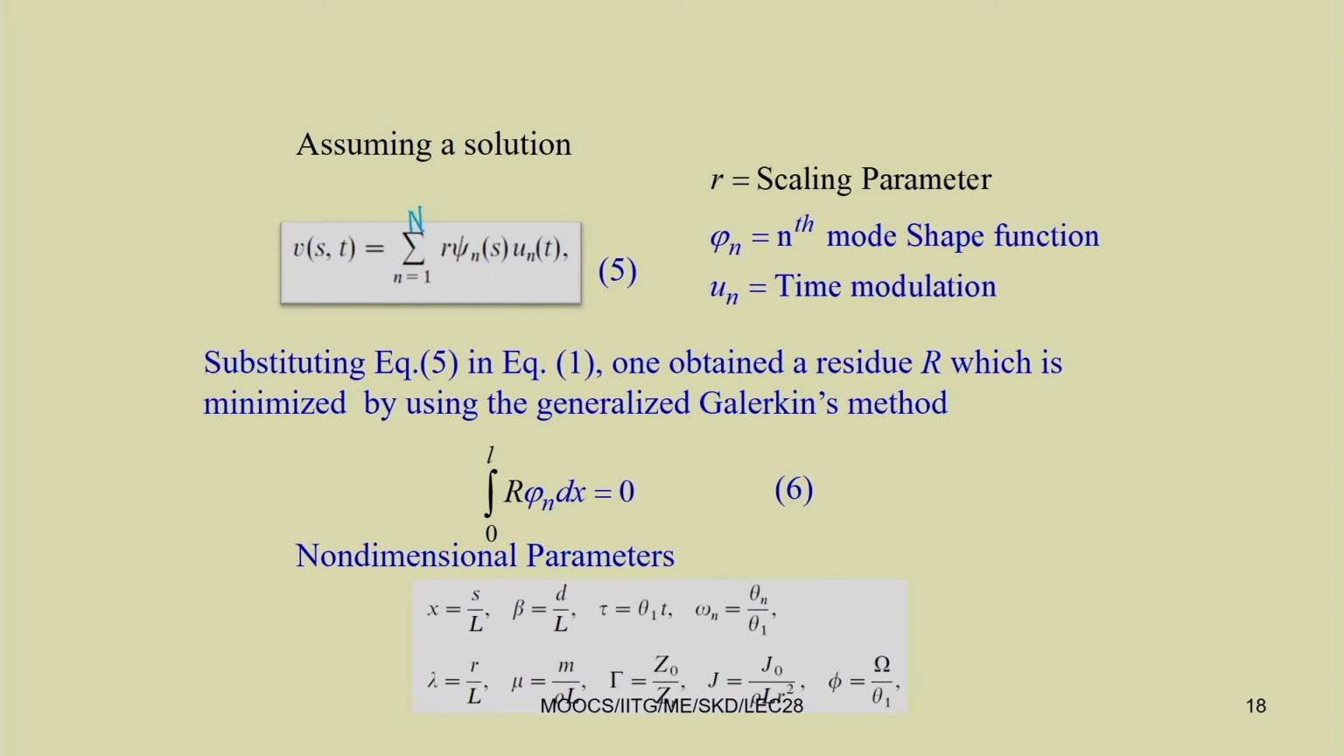The psi n, we are actually going to take as the assumed mode shapes. So, we can take the assumed mode shapes of a cantilever beam, or that of a cantilever beam with some attached mass.